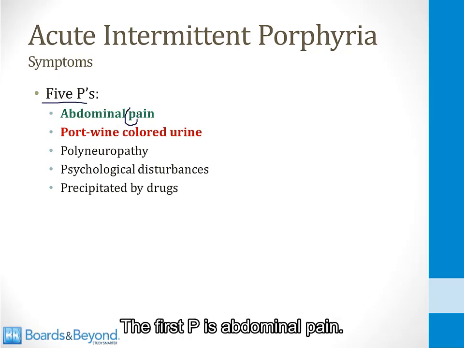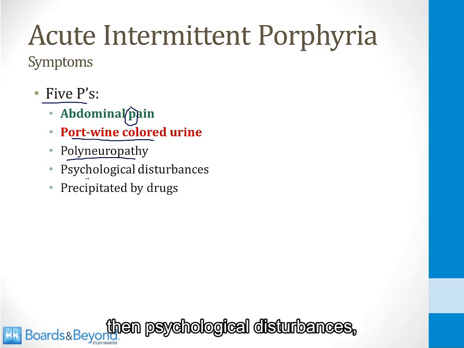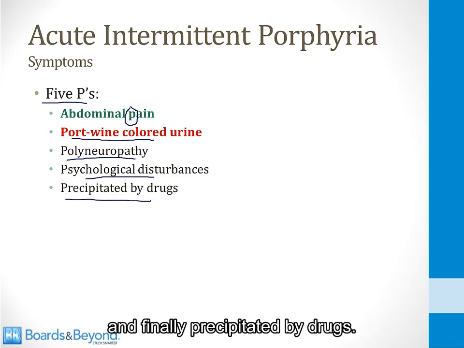So the symptoms are often remembered by the 5 Ps. The first P is abdominal pain. The second P is port wine colored urine. Porphyrins change the color of the urine. Polyneuropathy is the third P, then psychological disturbances, and finally precipitated by drugs.